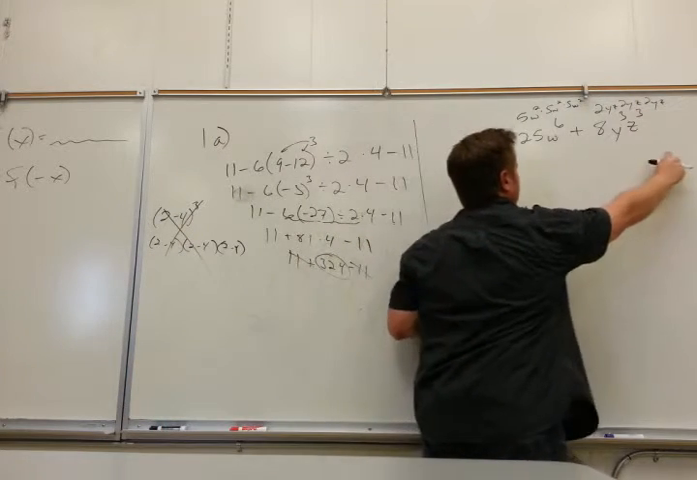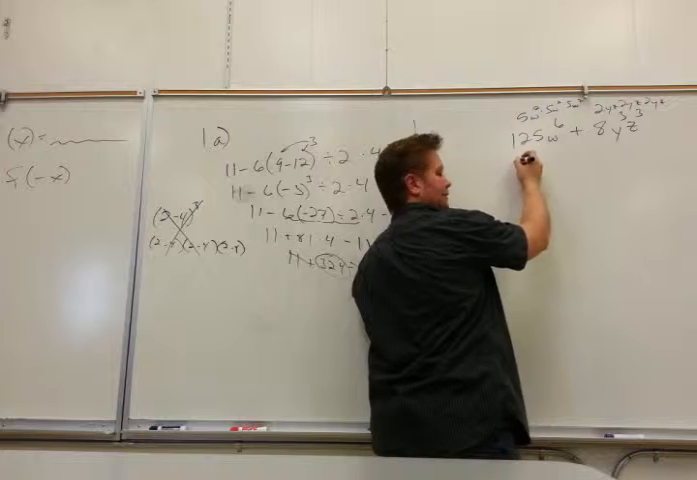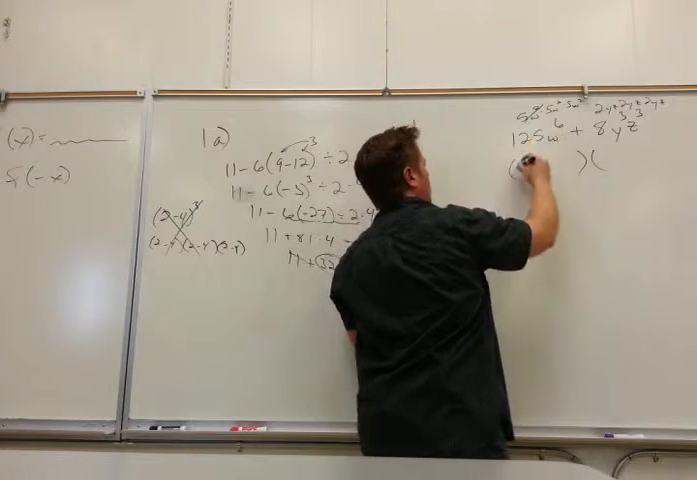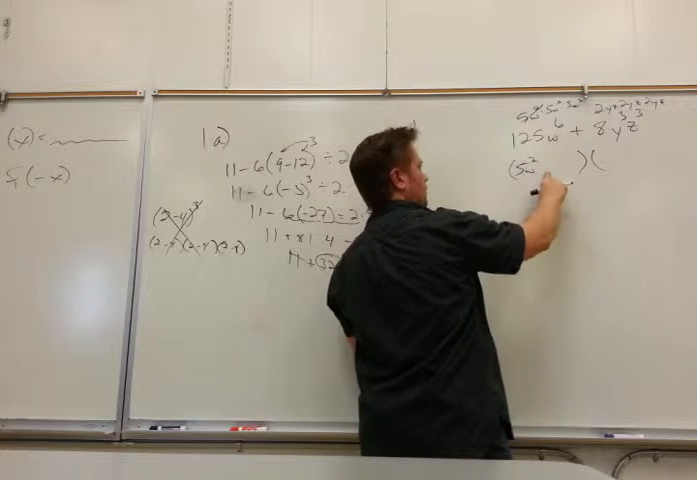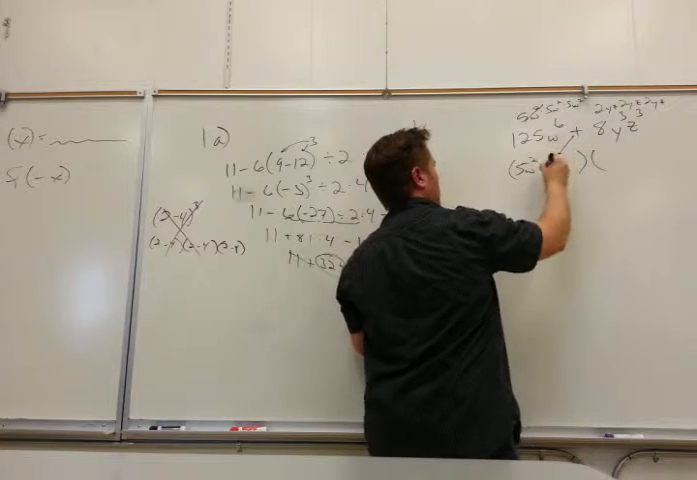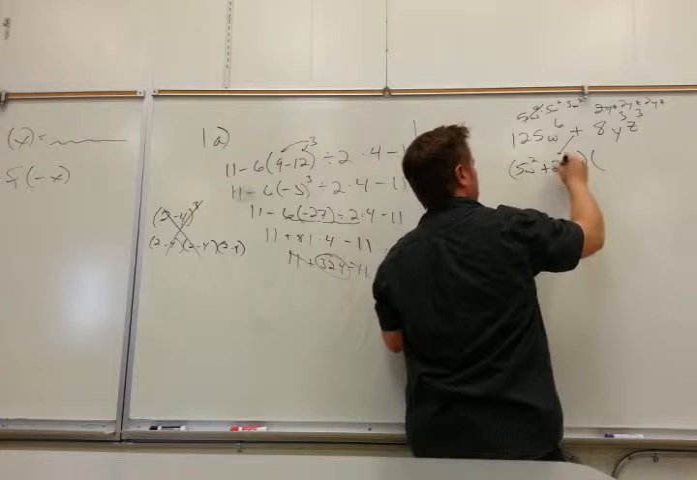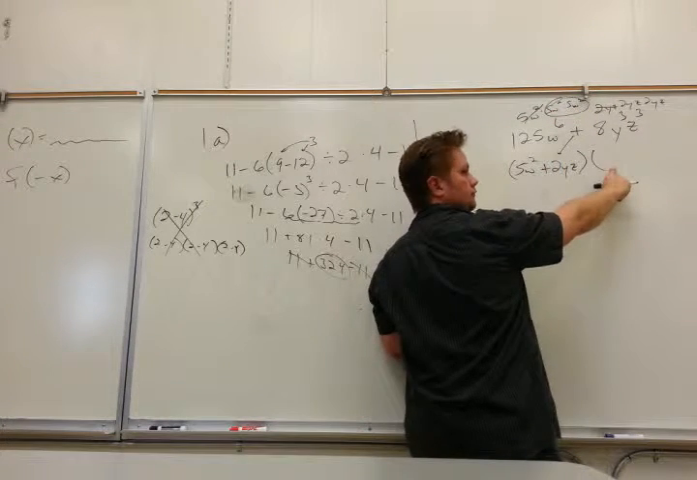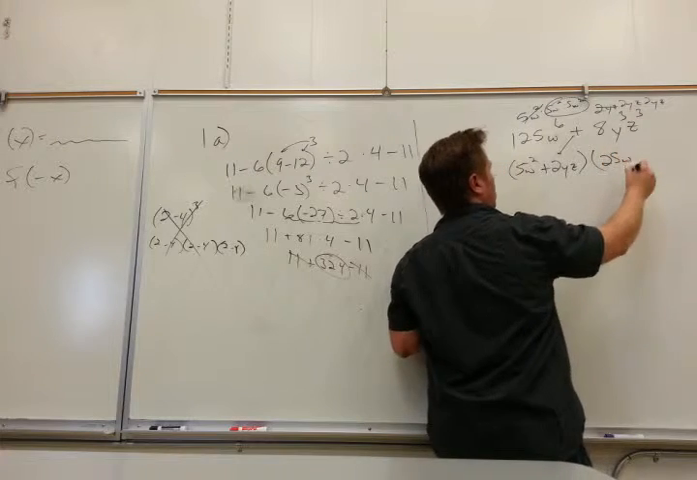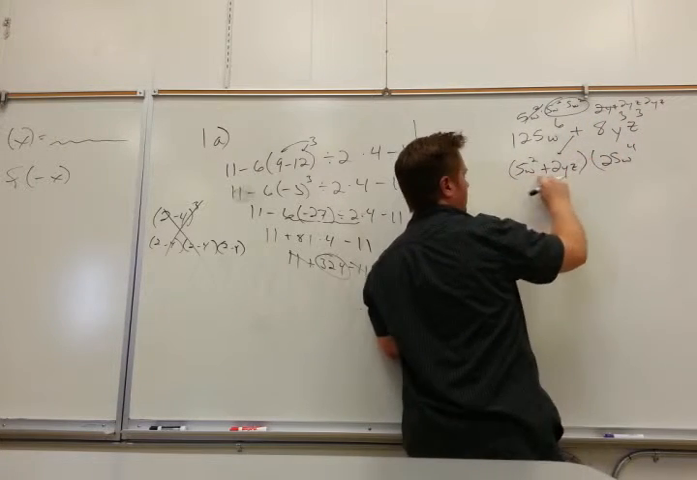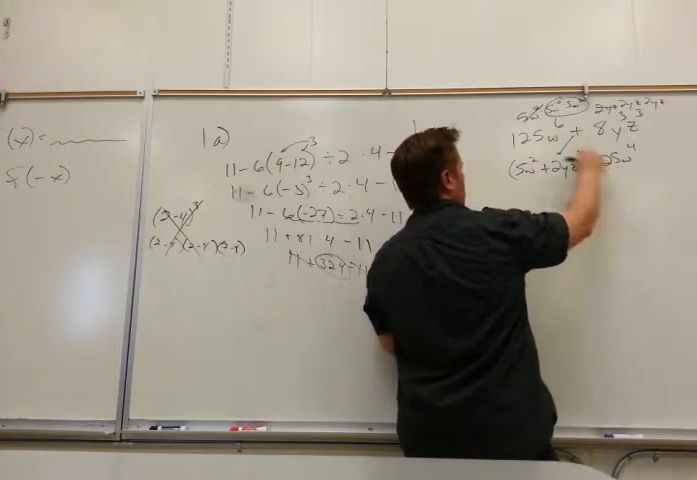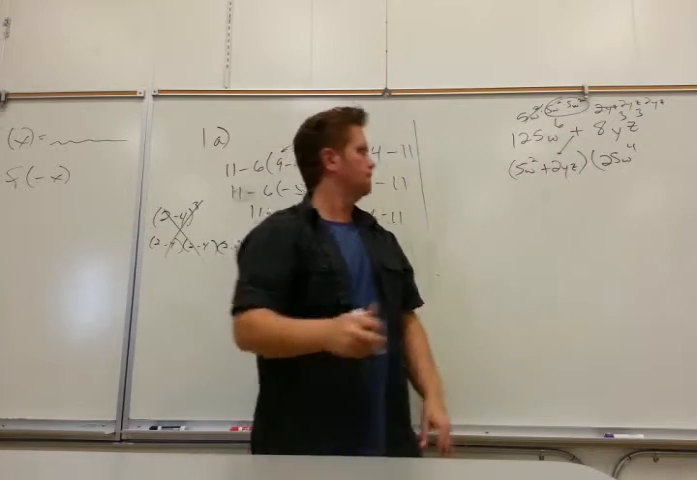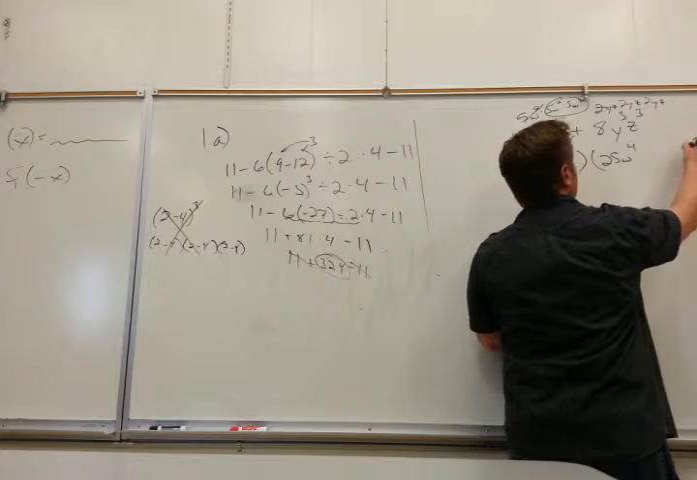So what do I put here? Little dude, big dude? Yeah. 5W squared plus 2YZ. And then 25W to the 4. So overall you get 6 W's, thank God, and 125, thank God. You can check your stuff as you go. Make sure you get what you're supposed to get.